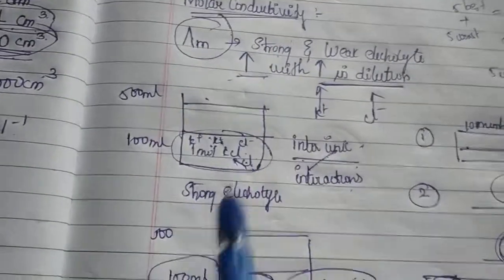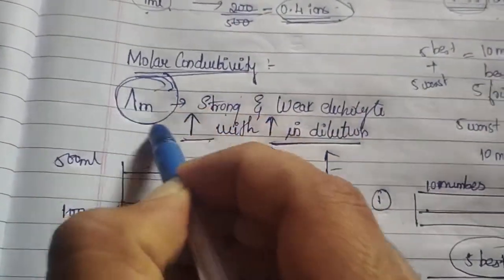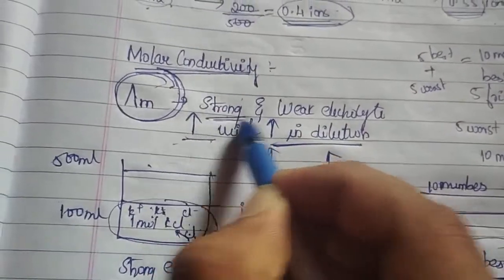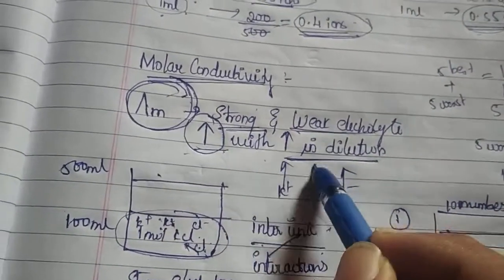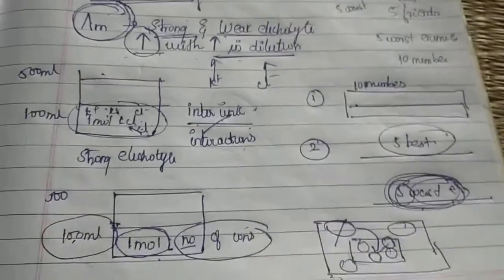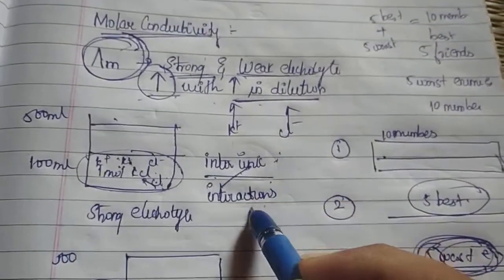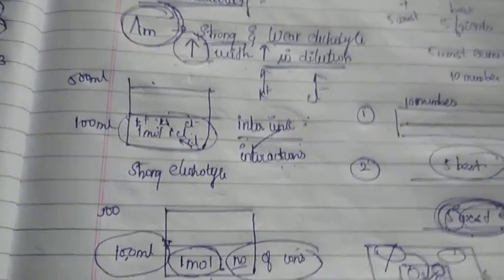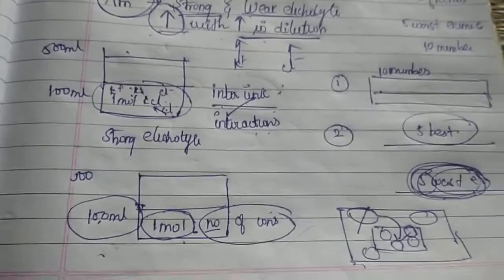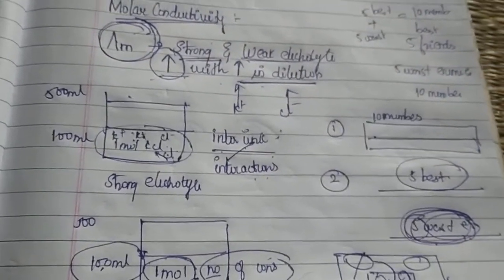So that is the reason why we say molar conductivity of both strong and weak electrolytes increases with increase in the dilution. In a strong electrolyte, interionic interactions decrease. Why does molar conductivity increase in a weak electrolyte? Because the number of ions per mole is increasing. Are you able to understand?